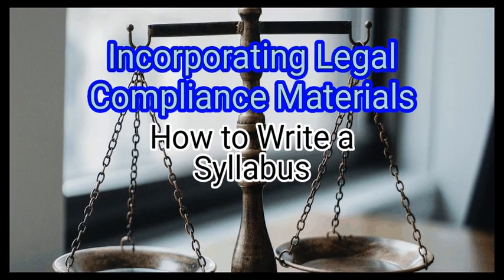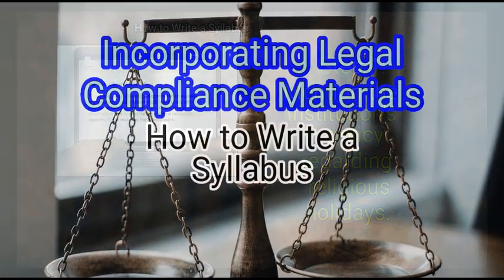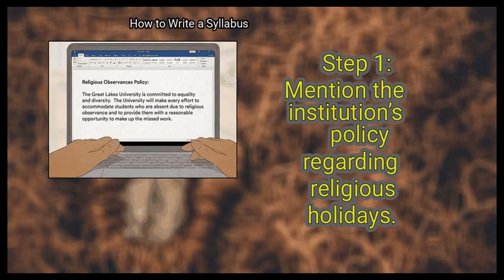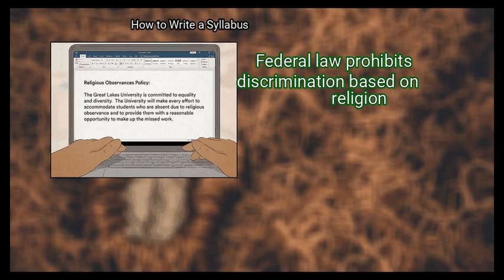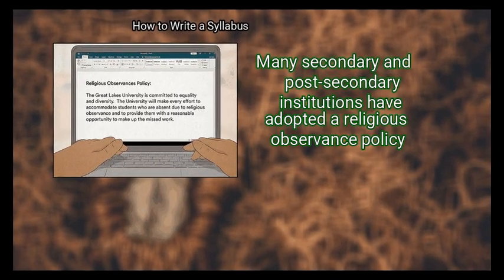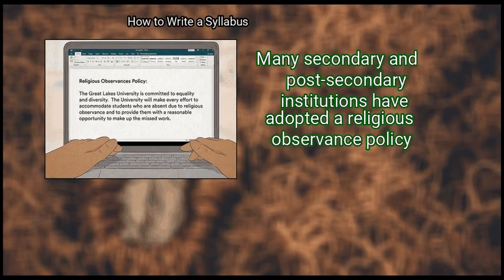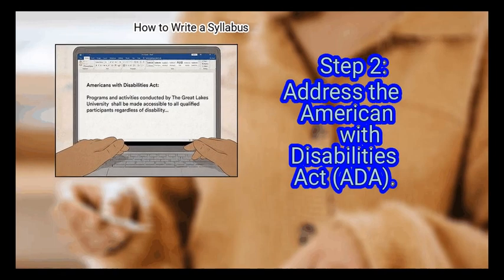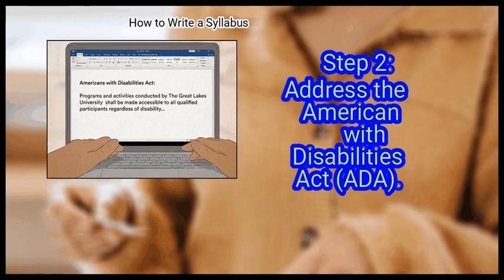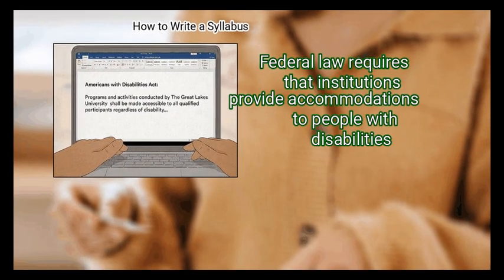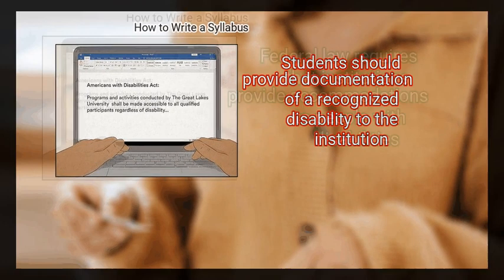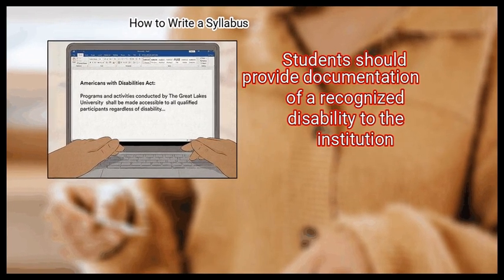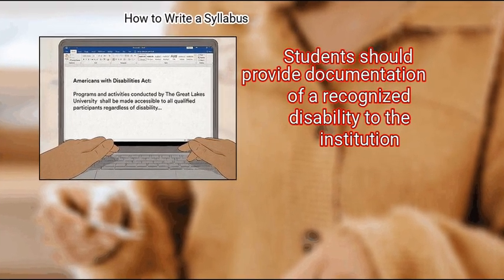Method 4. Incorporating legal compliance materials. First, mention the institution's policy regarding religious holidays. Federal law prohibits discrimination based on religion. Many secondary and post-secondary institutions have adopted a religious observance policy. Step 2. Address the Americans with Disabilities Act, ADA. Federal law requires that institutions provide accommodations to people with disabilities. Students should provide documentation of a recognized disability to the institution.